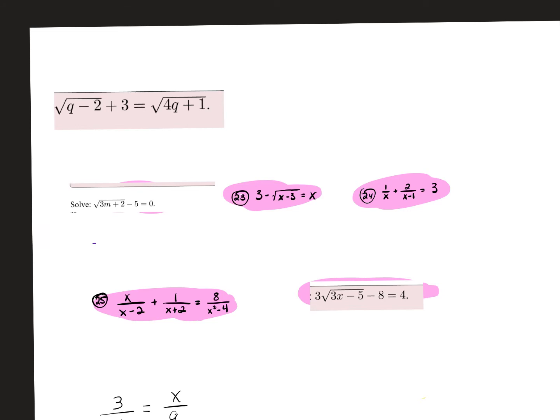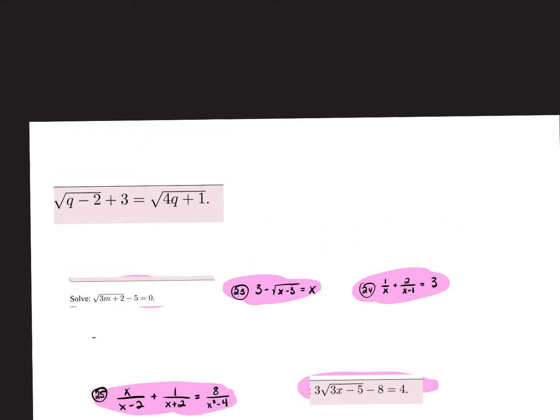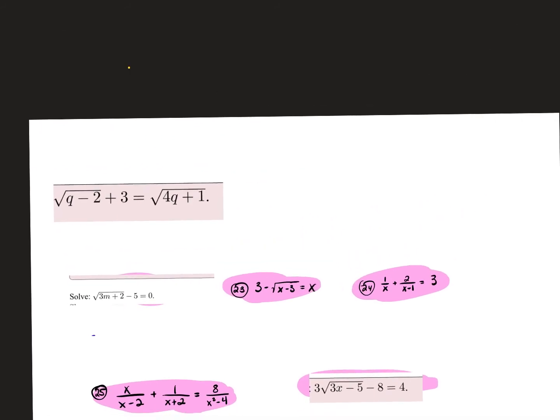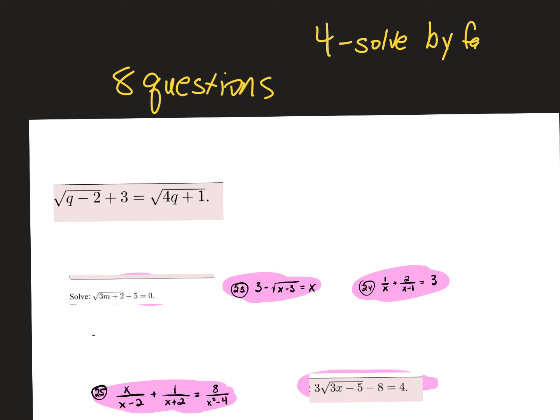Okay, so on your quiz tomorrow, guys, you're going to have 8 questions. Write this down so you can see it. I'll write it down so it's right in front of you guys. You're going to have on your quiz 8 questions total. All right? From those 8 questions, there's going to be 4 that say solve by factoring, which is what we did a bunch of yesterday.